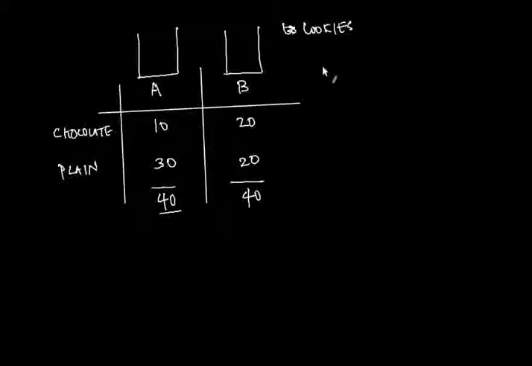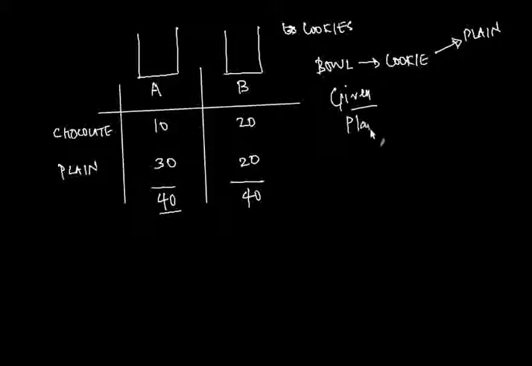And we pick one of these bowls at random, either A or B, right? So we pick a bowl, and from there we take out one cookie, and the cookie turns out to be a plain one. And what we are asked is, what is the probability? So given that the cookie is plain, what is the probability that it came from bowl A, right? So this is the question that we are being asked.